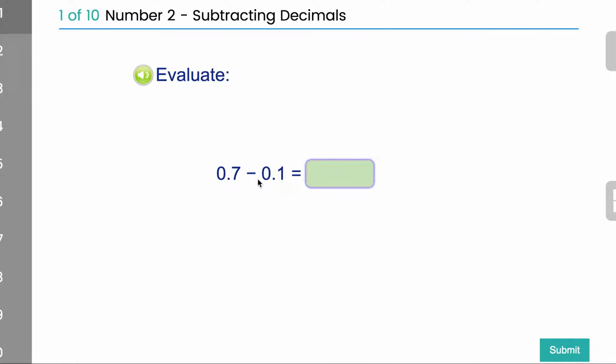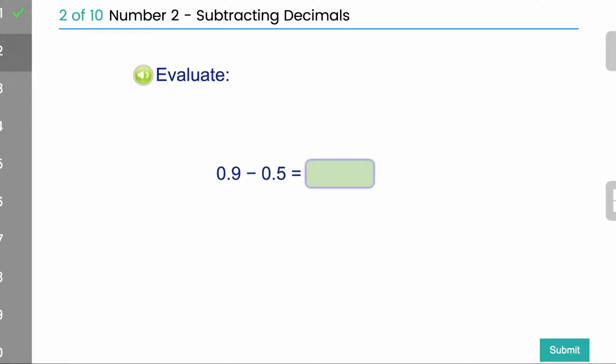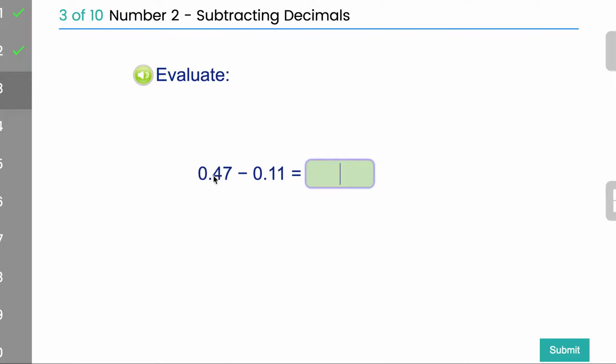So we've got 7.7 take away 0.1 is 0.6. And we've got 0.9 take away 0.5 is 0.4. Then they get a little bit harder. We get up into the hundredths. Got 0.47 take away 0.11, so 47 hundredths take away 11 hundredths is going to be 0.36.